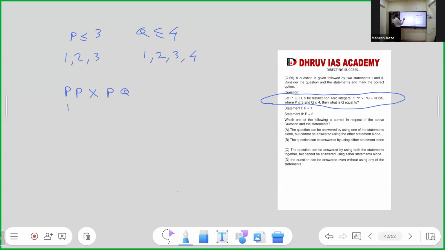See, you take P as 1, so it will be 11 into 1-something. So even if you take the largest value of Q, which is 4, 14 into this, it will be only 154. So a 3-digit number. But we want the answer as RRSS, so a 4-digit number. Okay, that means P cannot be 1 here, so that is ruled out. P as 2 again. See, 22 into 2-something and maximum 4. So 24 into this, it will be 480 plus 48, so 528. So again it will be a 3-digit number.